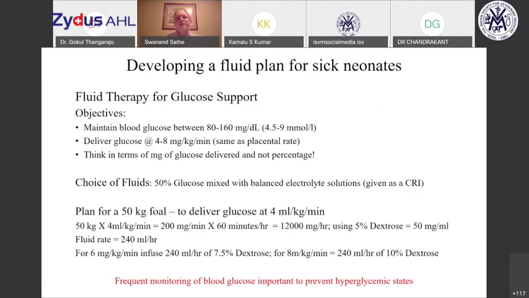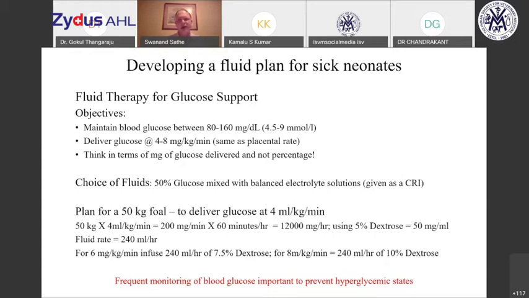So besides hypovolemia, foals also suffer from hypoglycemia. Foals have a very low reserve of glucose. When foals are born, they usually have a glucose reserve lasting anywhere from 2 to 4 hours. If the foal does not feed in the first 2 to 4 hours, it becomes severely hypoglycemic and there's a chance of it collapsing. So we need to provide fluid therapy for glucose support. Our goal is to maintain blood glucose between 80 and 160 milligrams per deciliter.